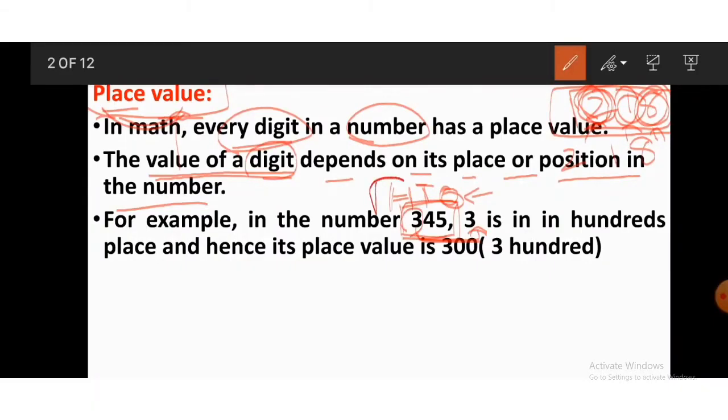See, the digit 3 is in which place here? The digit 3 is in the hundreds place. And hence its place value becomes what? 300. 3 is in hundreds place, so its value is 300. Clear? The place values are ones, tens and hundreds. 3 is in hundreds place. So, what will the place value be, children? The place value will be 300.